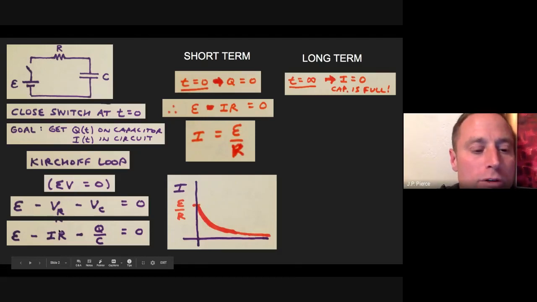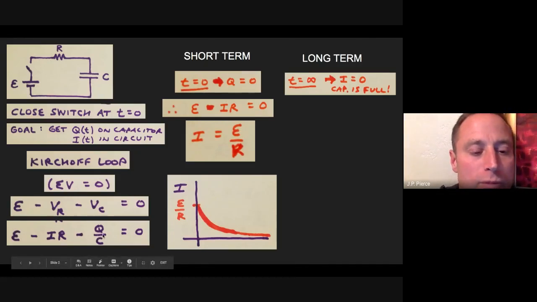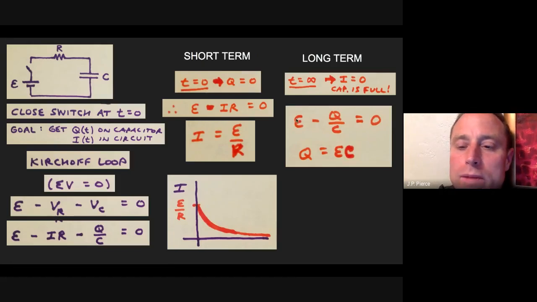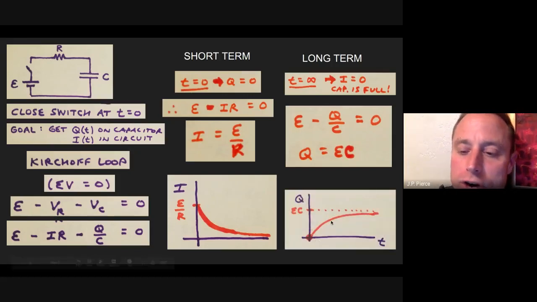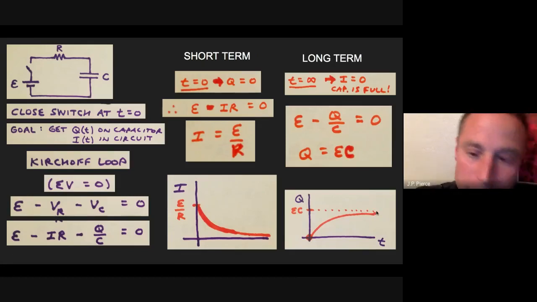But if the current goes to zero, then you can see that if this second term is zero, then this term and this term must be equal to each other. And so what you end up seeing is that epsilon is Q over C. So Q is epsilon C. And so you can see that the charge is just going to build up, and this is going to be the value of the charge that you get in the long term.